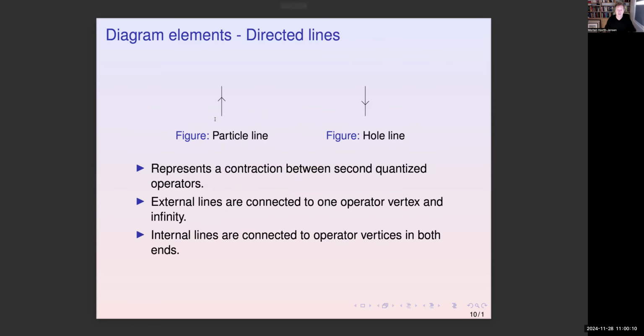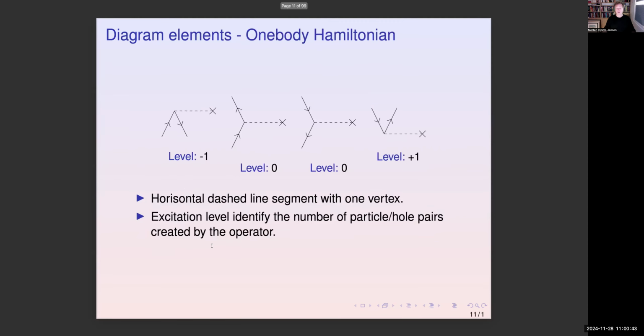So let's now remind ourselves about some of the diagram elements. These slides in a way serve also as a kind of reminder of what we did in the beginning of the semester. So we would have a particle line and a hole line, and external lines are connected to one operator vertex and infinity, and internal lines are connected to operator vertices at both ends. And these lines represent a contraction between second quantized operators.